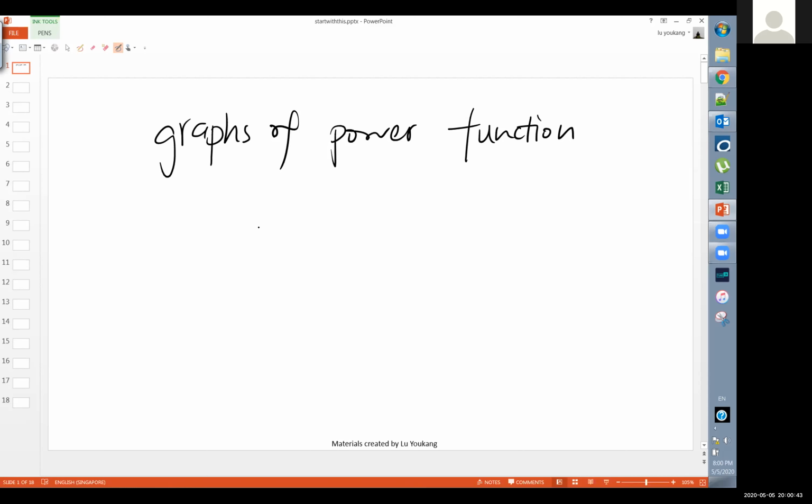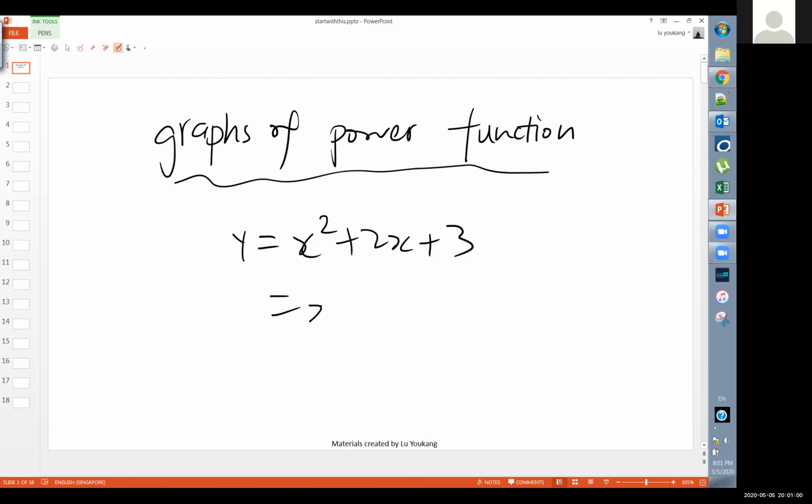EMF. Okay. So my understanding of this is you have to learn how to draw or sketch a quadratic equation, or you need to be able to draw this cubic function. That's my understanding of graphs of power function. That's why it would be good if you can share some of your materials so I can look into the question and then we start from there.